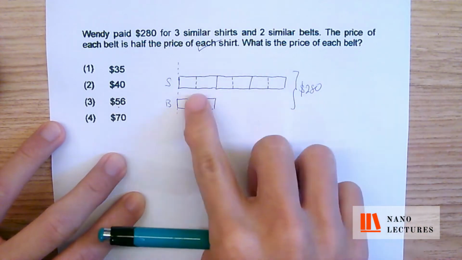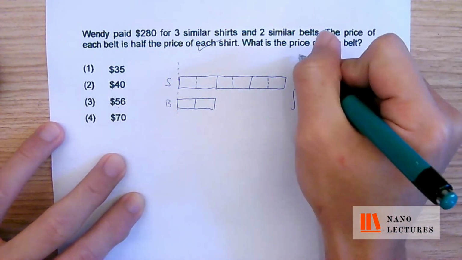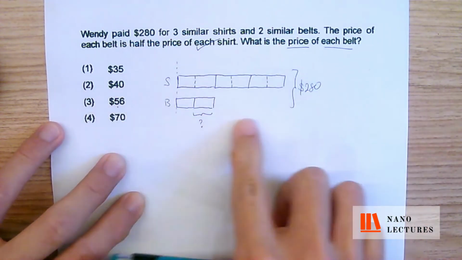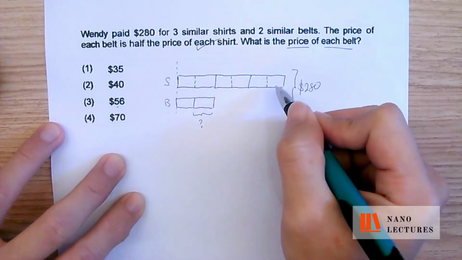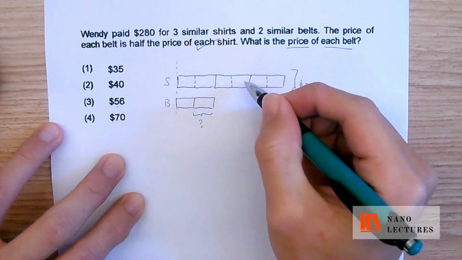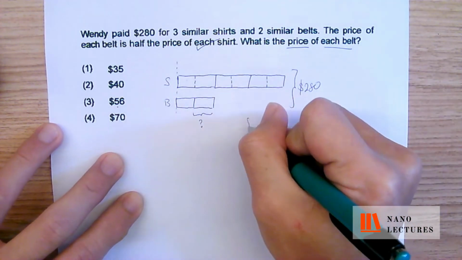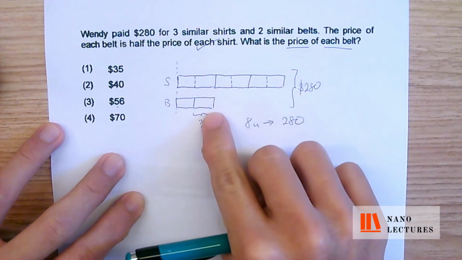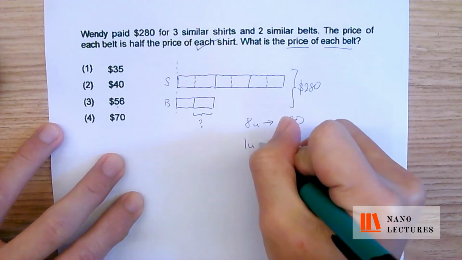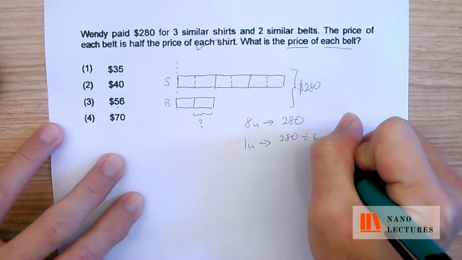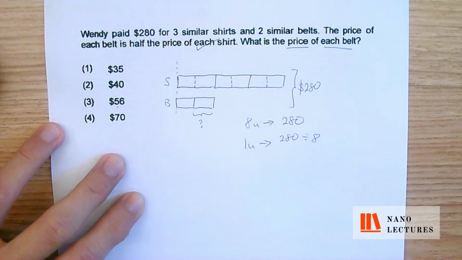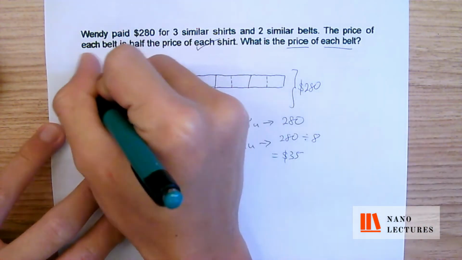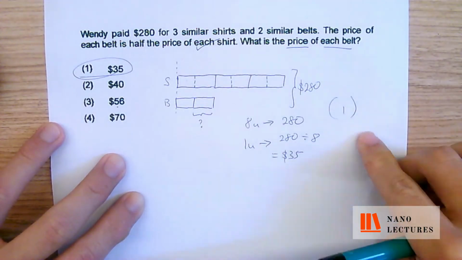With this information, it will be very simple for you to start doing, and then they're asking for what is the price of each belt. So I'm going to put a question mark over here. Now with this information, I'm going to start counting how many similar units are there altogether. 1, 2, 3, 4, 5, 6, 7, 8. So 8 units will represent $280, and they are asking for 1 belt, and 1 belt is 1 unit. So I can just find 1 unit, and that will be 280 divided by 8. So 280 divided by 8, and that will give us $35. Therefore, your answer is option 1.